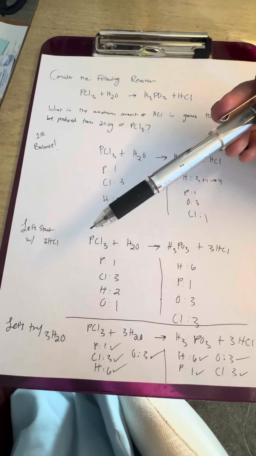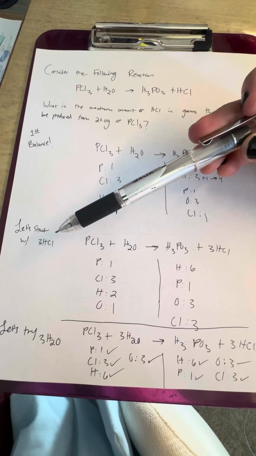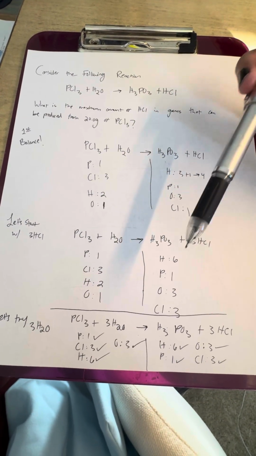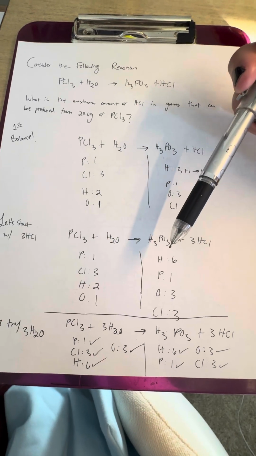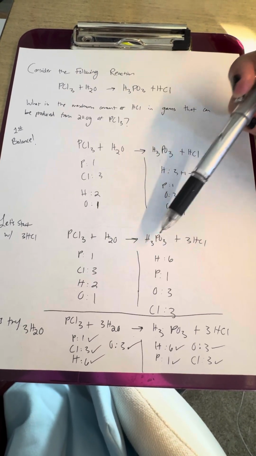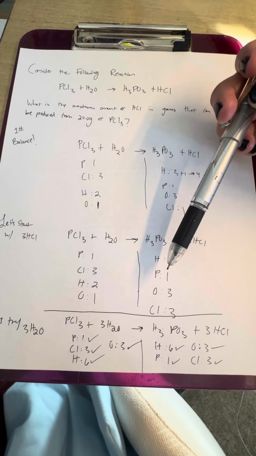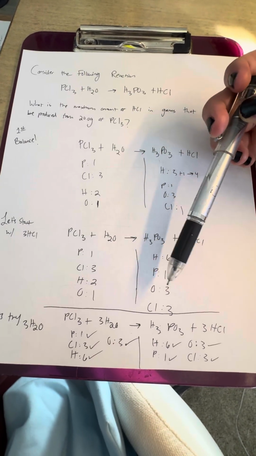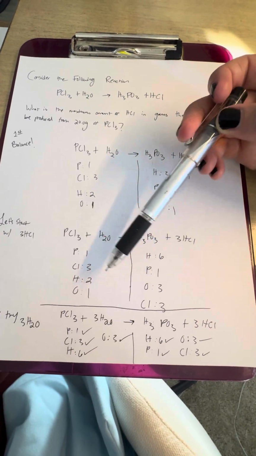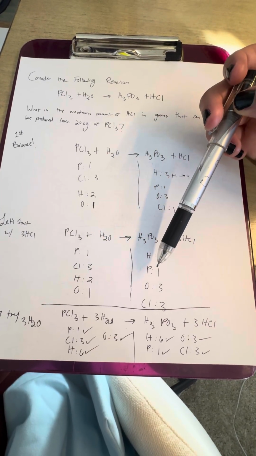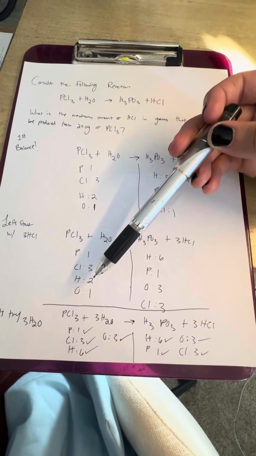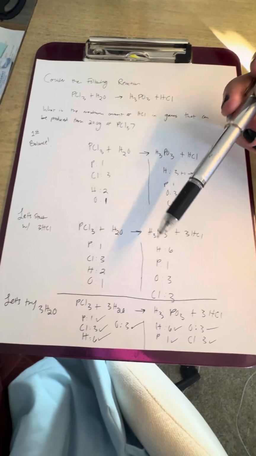So let's start with HCl. I think that will be the easiest thing to start with for balancing. And in doing that, hydrogen is now 6, 3 from here, 3 from there. Phosphorus is still 1. Oxygen is still 3. And chlorine is now 3. So the chlorines are balanced now, as well as the phosphorus. So let's focus our attention now on the hydrogens and the oxygens.